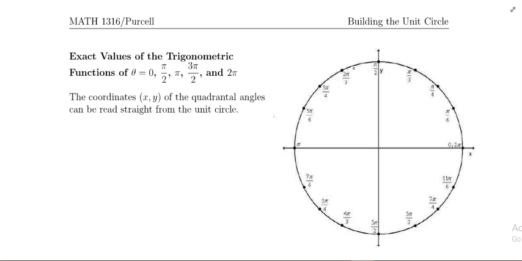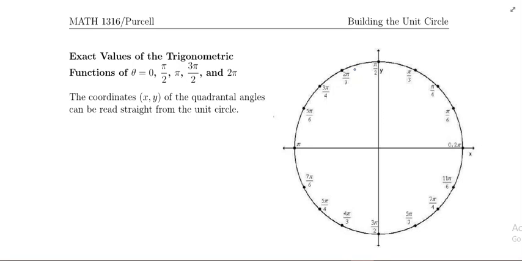On page 10, you're going to realize that we haven't covered all the angles on the unit circle yet. We forgot about 0, pi over 2, pi, 3 pi over 2, and 2 pi. So we need to go and establish the coordinates on the unit circle at these particular angles. The reason we haven't talked about these yet is because these are the quadrantal angles.